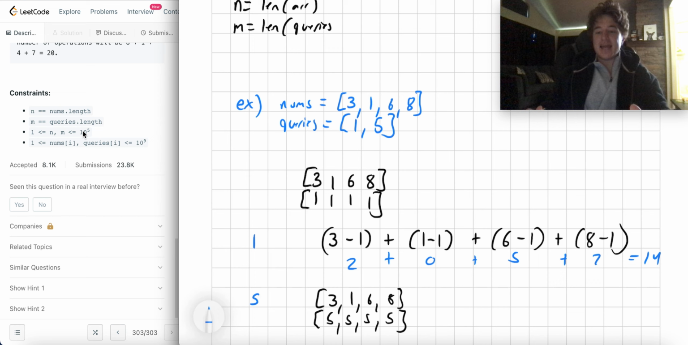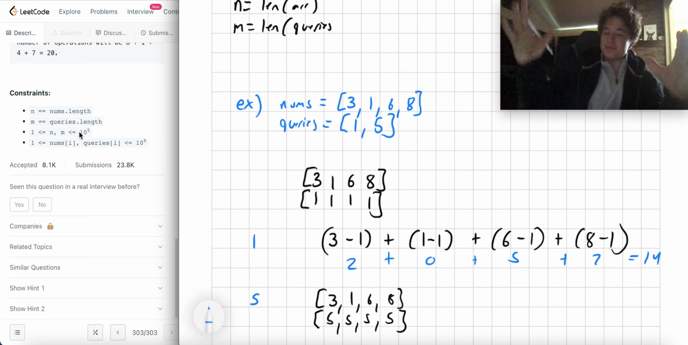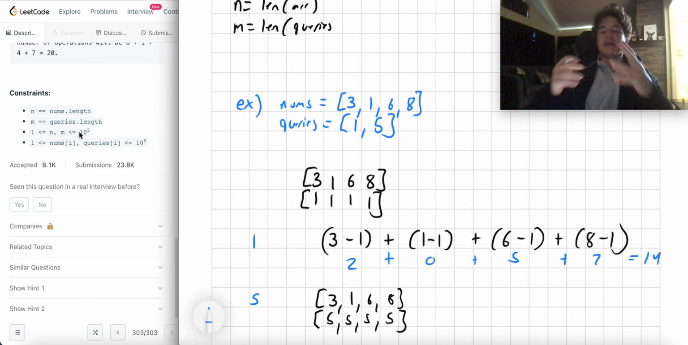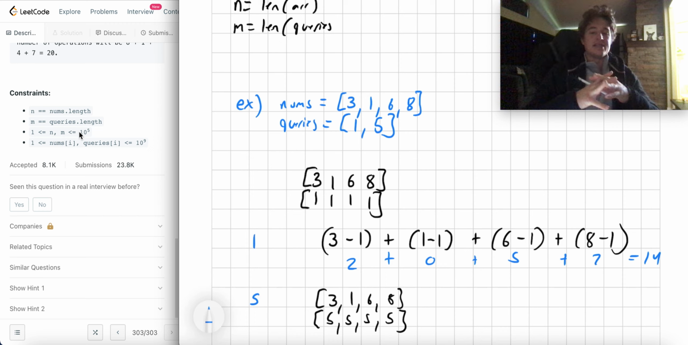So in the worst case, you're going to have to look at all m queries and do n operations for each m query. So that's nm time. So nm time would be 10 to the 5 times 10 to the 5. In the worst case, 10 to the 10. That's going to give you a time limit exceeded error, right?